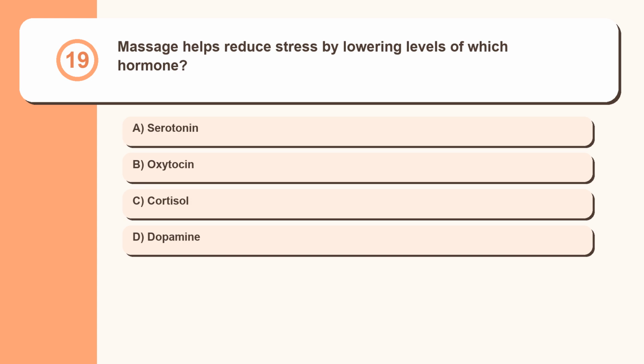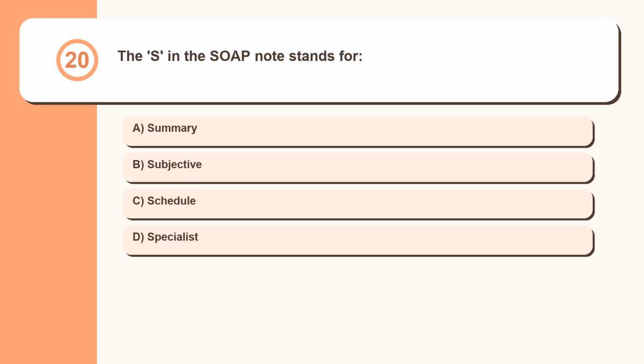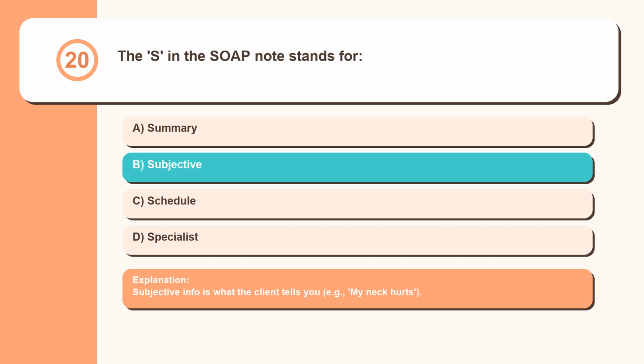Question 19. Massage helps reduce stress by lowering levels of which hormone? Serotonin, oxytocin, cortisol, dopamine. Cortisol is the stress hormone reduced by relaxation. Question 20. The S in the SOAP note stands for summary, subjective, schedule, specialist. Subjective info is what the client tells you, for example, my neck hurts.